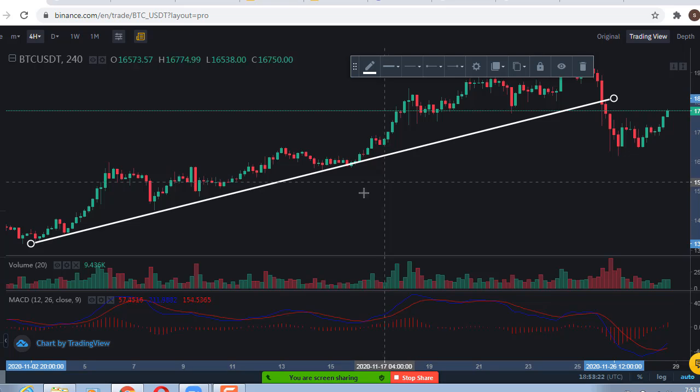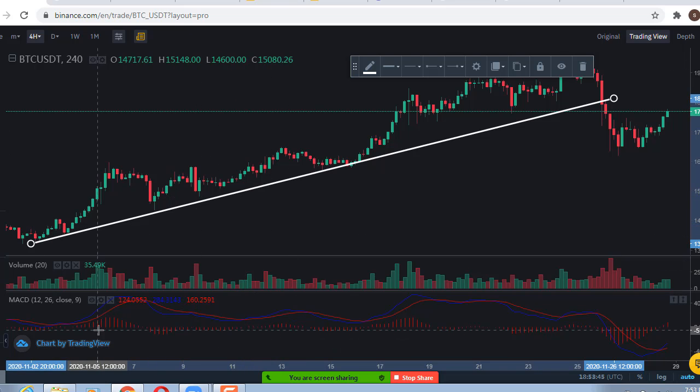So we have three types of market structure, which are uptrend, downtrend, and sideways market. That's the first thing every trader must define, because it is after you've defined this that you will know where the market will move to. You have to define your market structure very, very well.